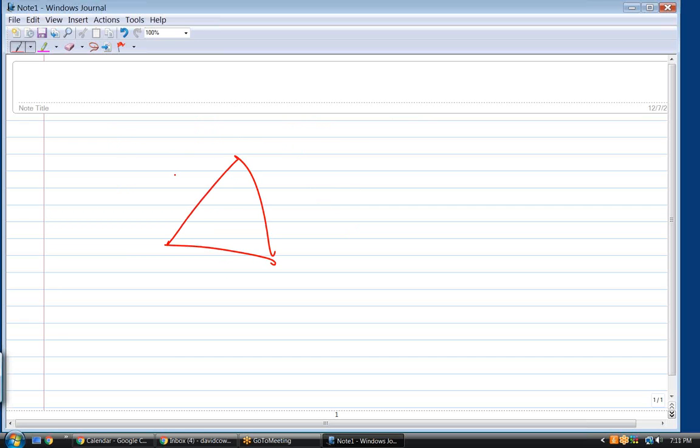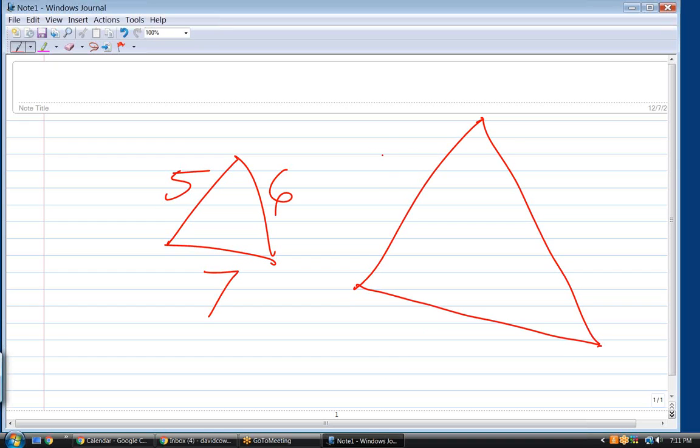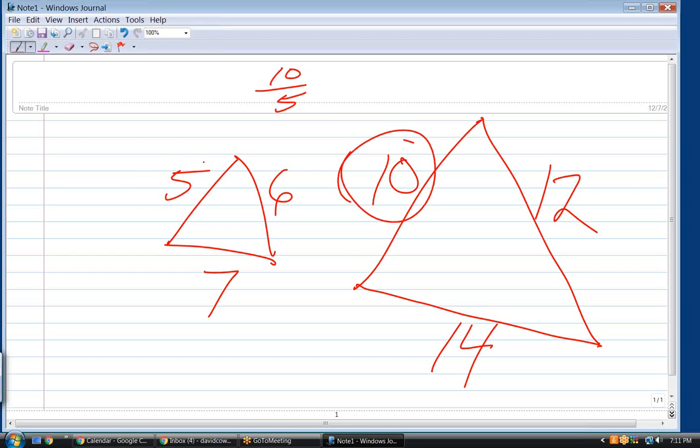Let's talk about similarity for a moment. The biggest thing about similarity that can be confusing is these ratios work all kinds of different ways. In other words, these two triangles are similar, which means 10 is to 5 as 12 is to 6. That's the typical way we do it. We compare corresponding sides of the similar triangles. If that side is corresponding with that side, that has to be the same ratio as that side is with that side.